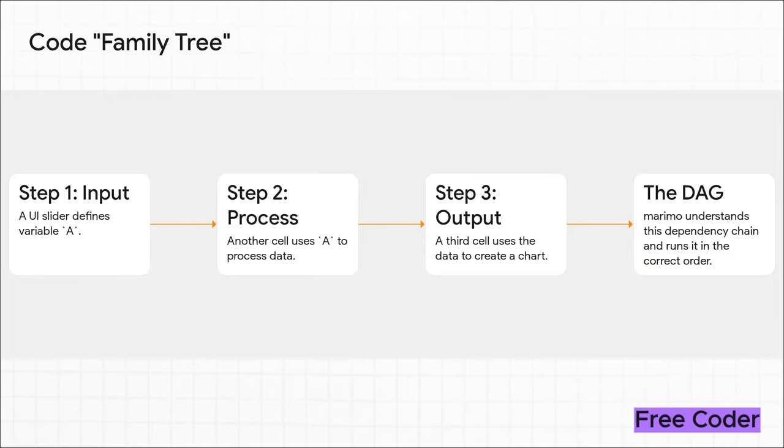Behind the scenes, Marimo builds a sort of family tree for your code. You know, an engineer would call this a Directed Acyclic Graph, or a DAG, but family tree is a perfect way to think about it. So let's say step 1 is a slider that sets a variable. Step 2 uses that variable to crunch some numbers. Step 3 uses those numbers to make a chart. Marimo sees that whole chain, that whole family tree. So when you move that slider, it knows exactly which children and grandchildren in the code family need to be updated, and it does it in the right order every single time.